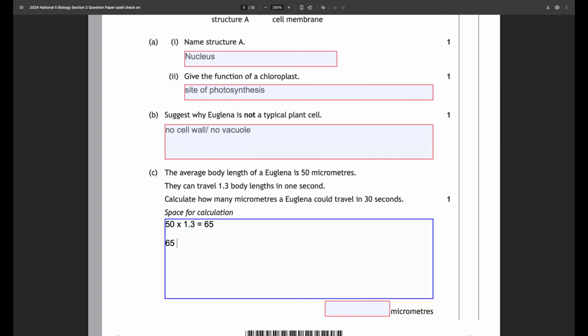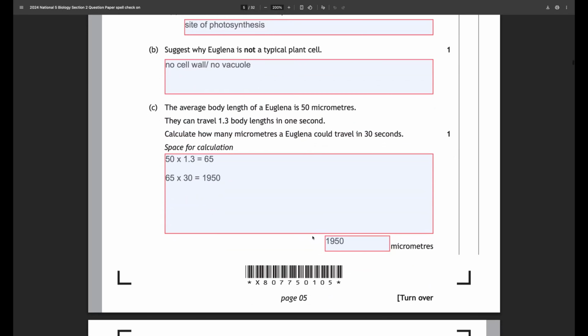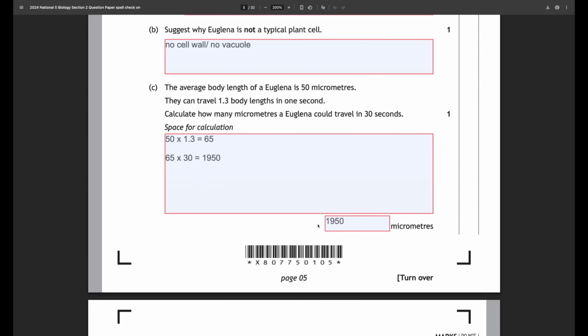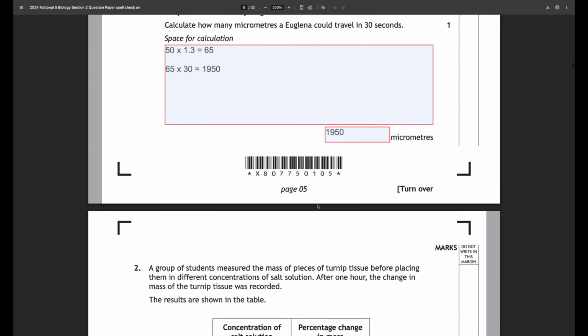However, the question asks us how far can it travel in 30 seconds. So we're going to do the 65. We're going to then times that by 30. And we will get 1950. Okay, 1950 micrometers for that one. Okay, so hopefully you followed how we worked that one out. That's a wee bit of a problem-solving question there, isn't it?